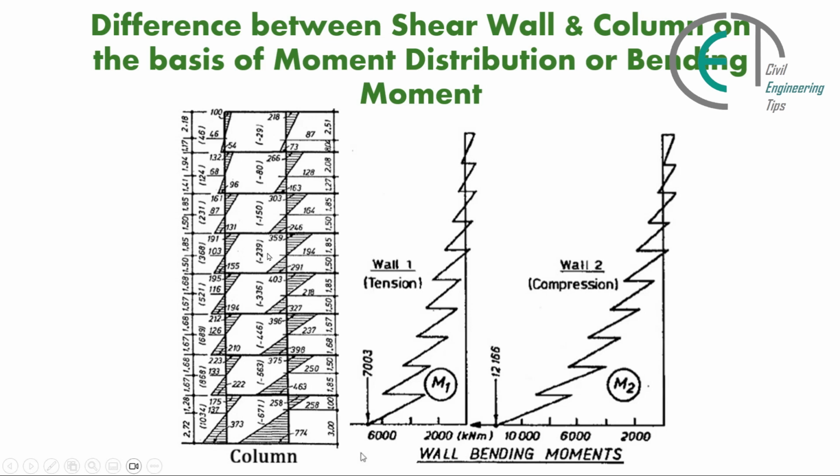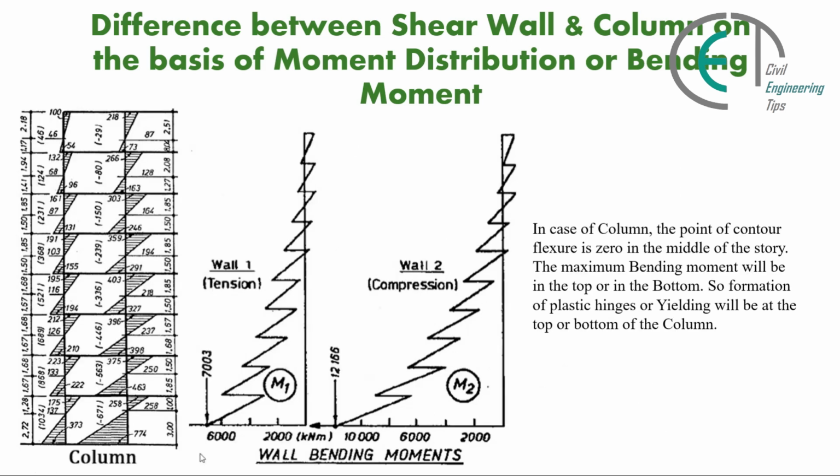In this figure, we can observe the bending moments of shear wall and column more clearly because there is no bending moment for beams. Here we can see that the bending moment diagram of column is like this, and the bending moment diagram of shear wall is like this. So what is the conclusion and what is the result? In case of column, the point of contraflexure is 0 in the middle of the story. Here we can see that the point of contraflexure is 0 in the middle. The maximum bending moment will be at the top or at the bottom for column. So formation of plastic hinges or yielding will be at the top or bottom of the column.